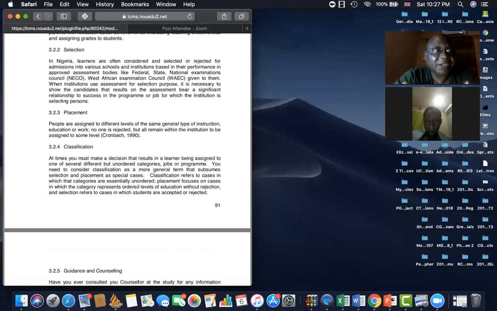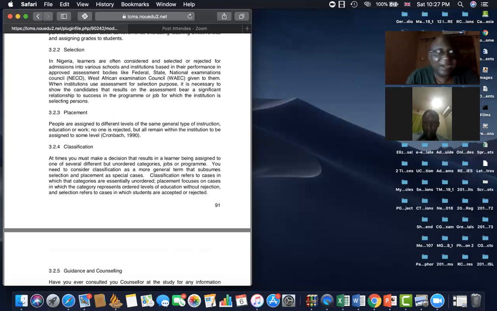Now, classification again. Classification refers to cases in which categories are essentially unordered. Placement focuses on cases in which categories represent ordered levels of education without rejection. And selection refers to cases in which students are accepted or rejected. At times you must make a decision that results in a learner being assigned to one of several different but unordered categories, jobs, or programs. So you use your evaluation to classify your student.